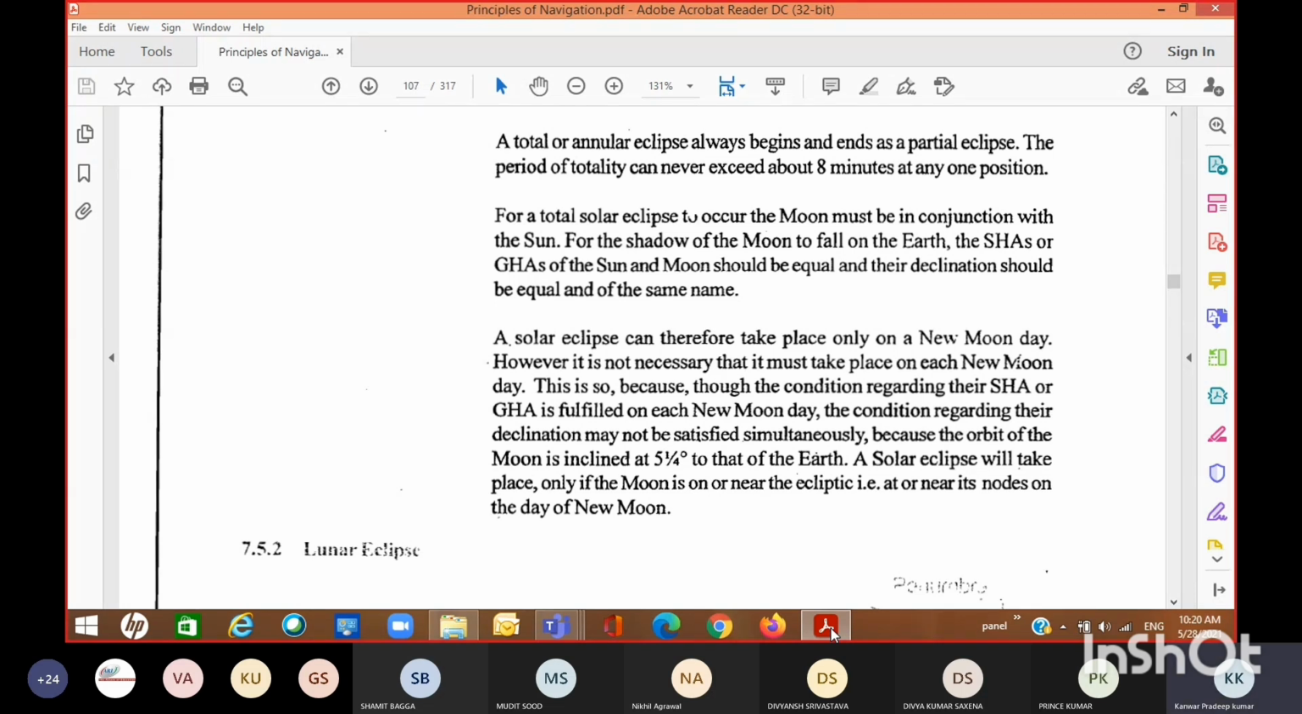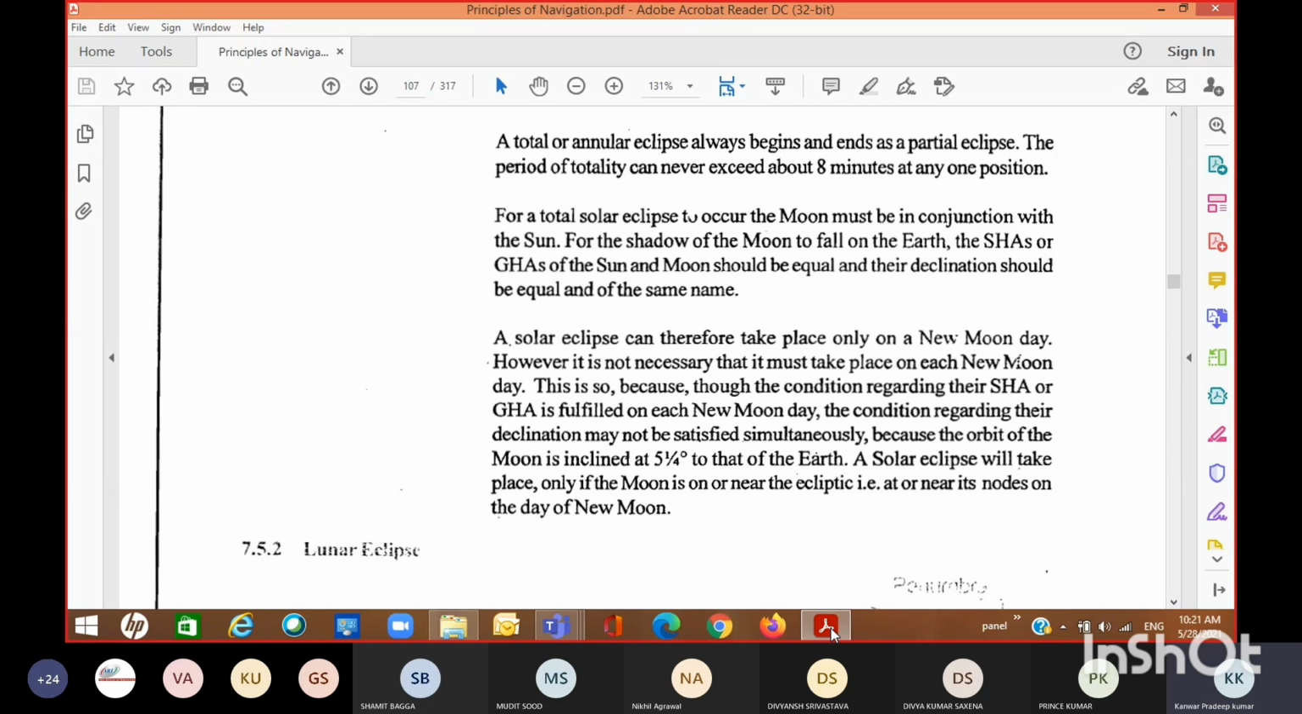For a total solar eclipse to occur, the moon must be in conjunction with the sun. For the shadow of the moon to fall on the Earth, the SHA or GHA of the sun and the moon should be equal, and the declination should be equal and of the same name. A solar eclipse can therefore take place only on a new moon day. However, it is not necessary that it must take place on each new moon day.